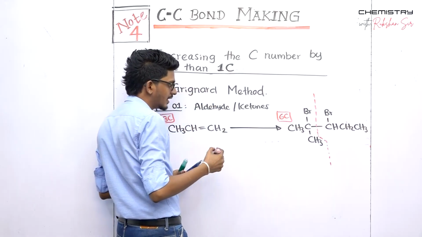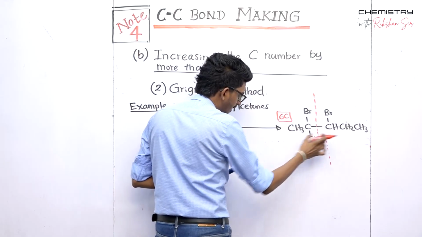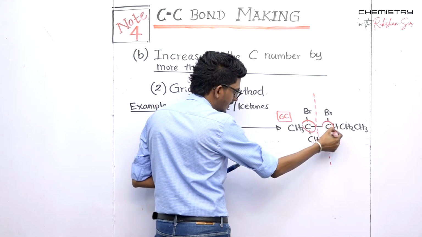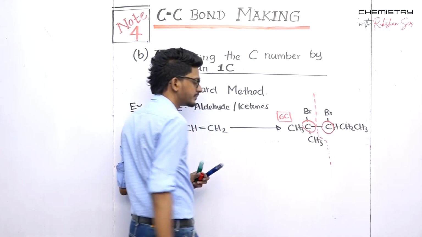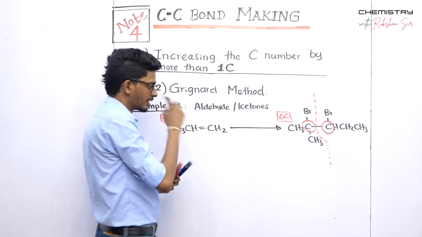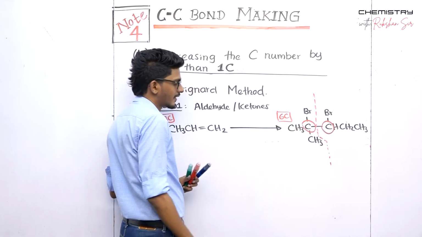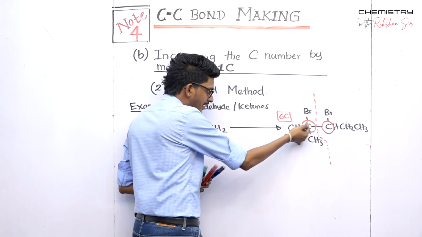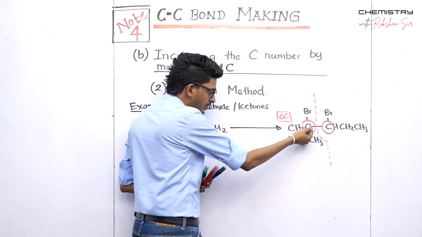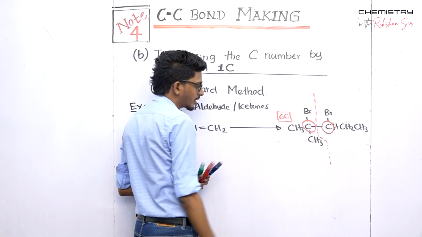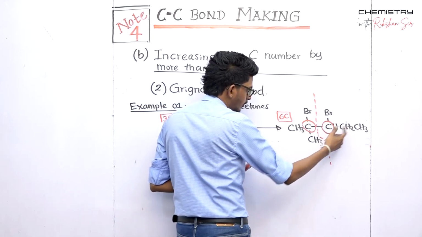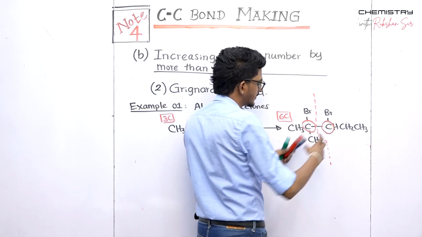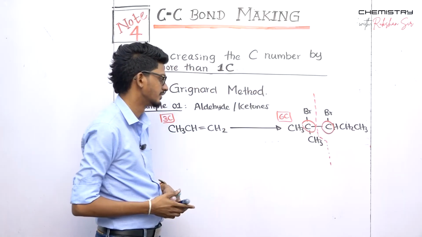So that means you are left with two 3 carbon blocks, and the 3 carbon blocks are connected via these 2 carbons. The center carbon of the left hand block is connected to the corner carbon of the right hand block. That is the connectivity. Identify the connectivity correctly.